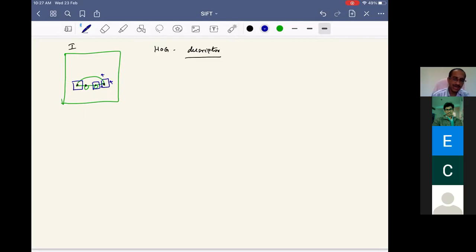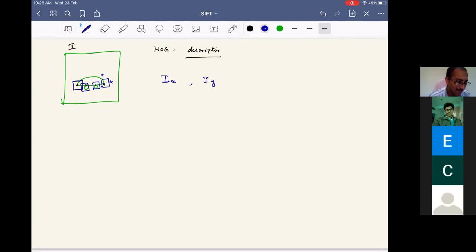16x16 or whatever. You can have a standard dimension for that patch. Around each key point, let's take a patch. The patches may be overlapping as well. Now, after taking the patch, around the key point first, we would like to calculate the gradient in x direction and gradient in y direction. So how do we calculate the gradient in x and gradient in y directions?